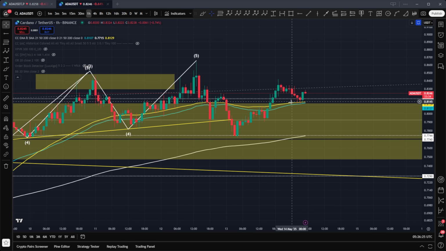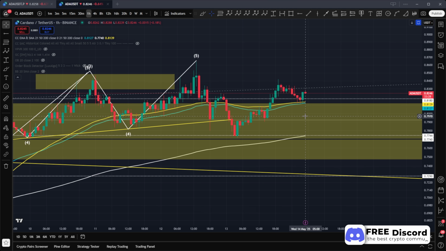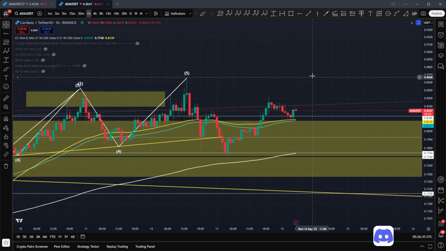It's coming down, finding support on the 50 EMA, 50 SMA. That's the yellow and blue lines coming through the charts here. And we are actually in a pretty good position for Cardano to continue moving upwards.